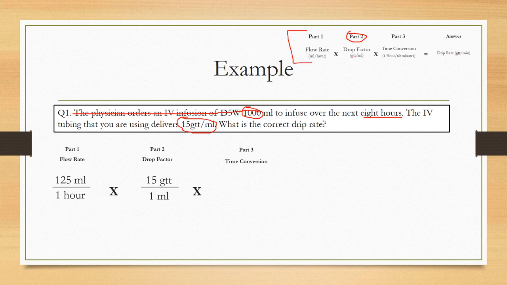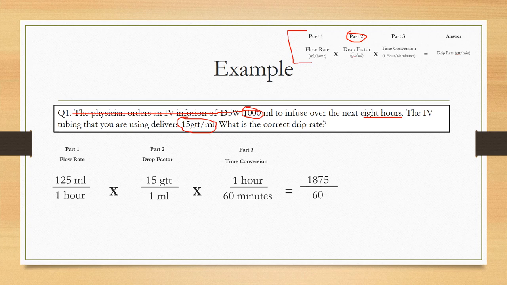And then this last part is the time conversion. Basically what that's going to do is change up our units, and this is how it's going to do it. The time conversion is always 1 hour over 60 minutes. This is basically like multiplying by 1, except what you're doing is changing all the units. This is just a standard way to change the units in order to get the correct drip rate.